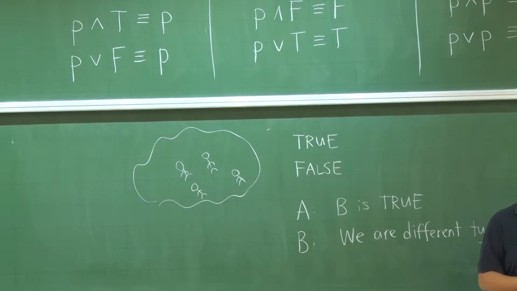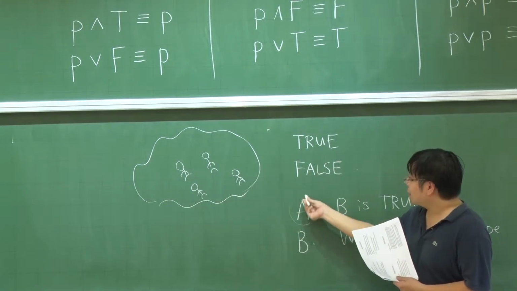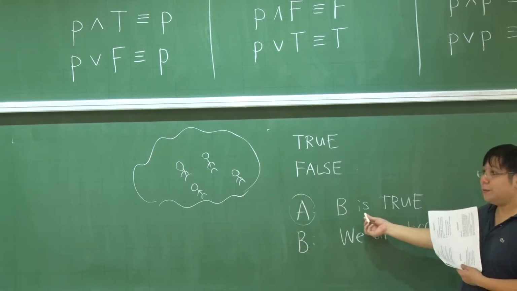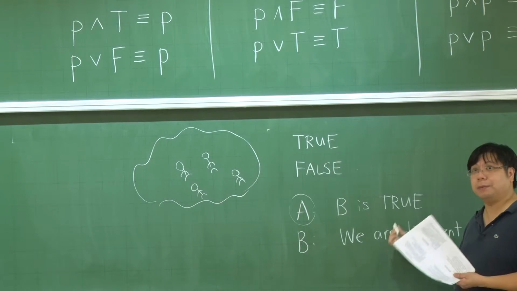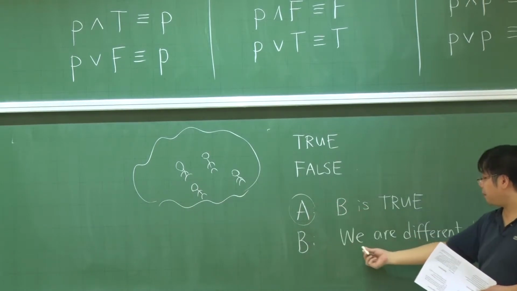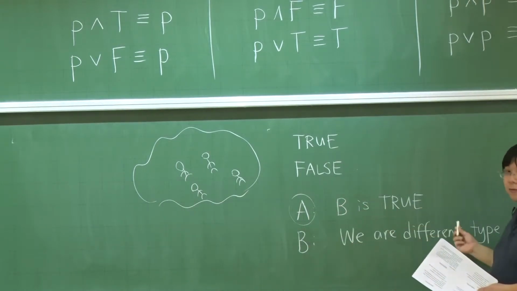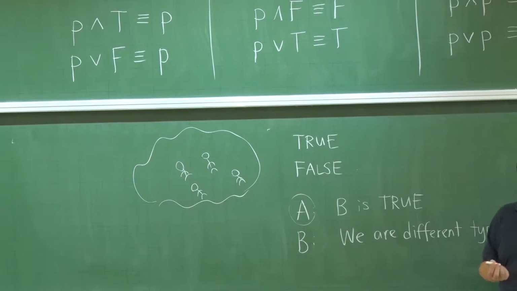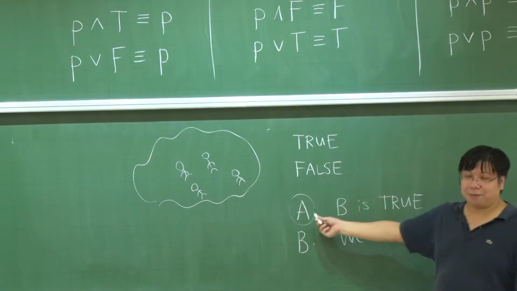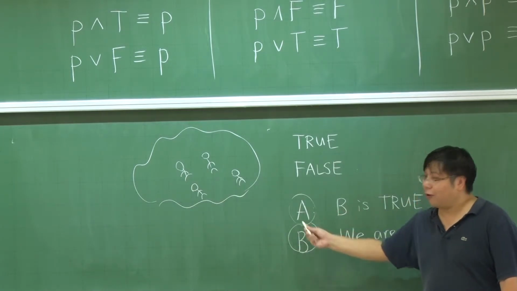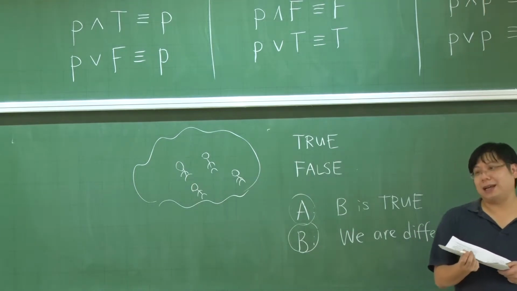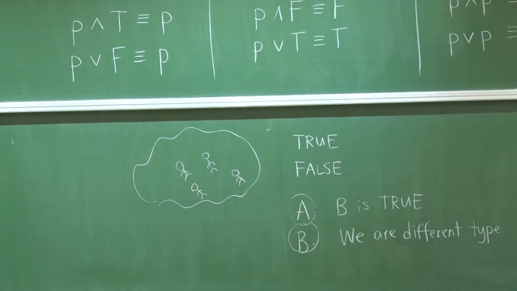But maybe A cannot be false either. Let's check. If A is false, then B is false. And B is false, and it makes sense because when they are both false, B is saying something wrong: we are of different types. Very good. So A and B, we actually find out, are both false. But there can be some trick here. I'll tell you about something wrong later.